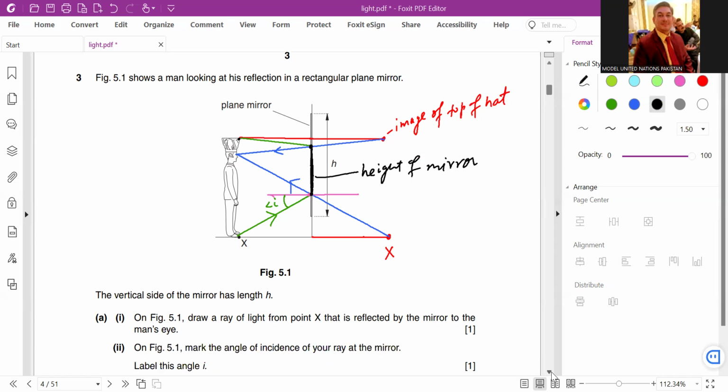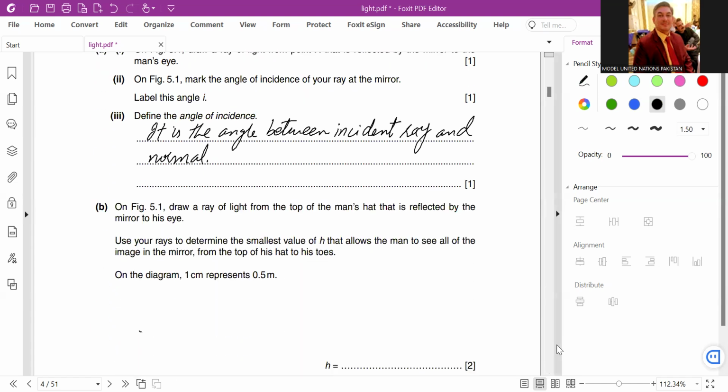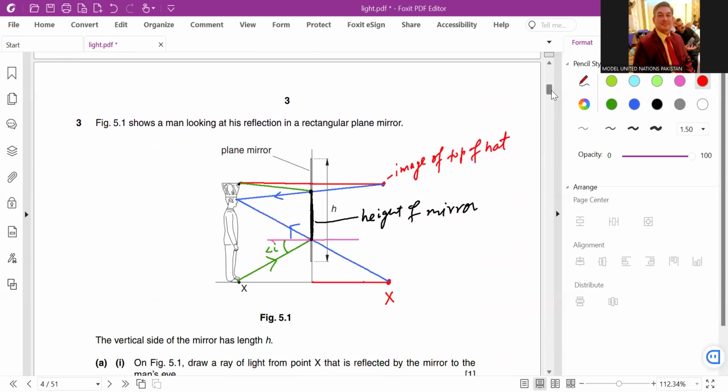Since 1 centimeter is equal to 0.5 meter, 2 centimeters will become 1.0 meter. So in this way, we are able to locate the image behind the mirror. In all questions of this type, in which we locate the image, we follow these steps.